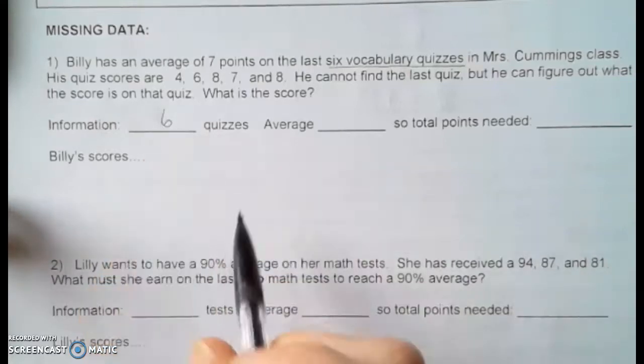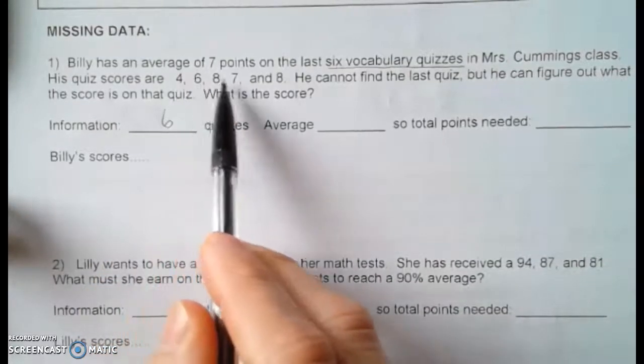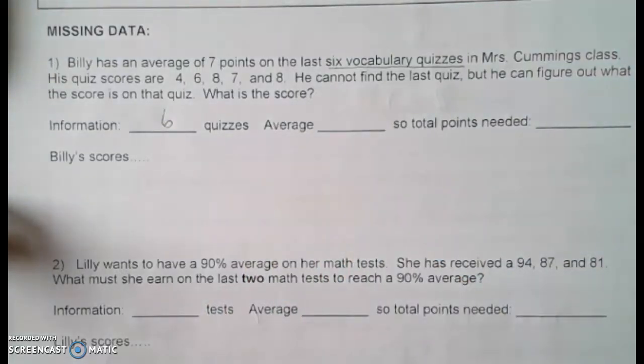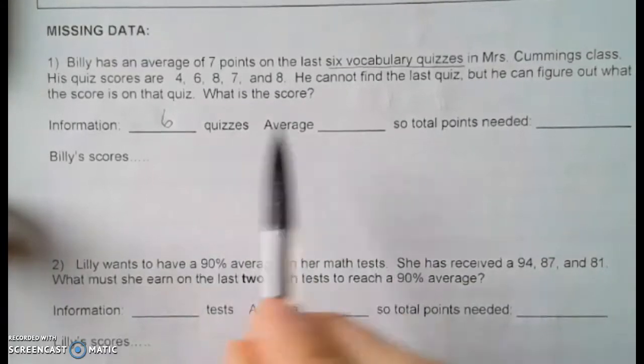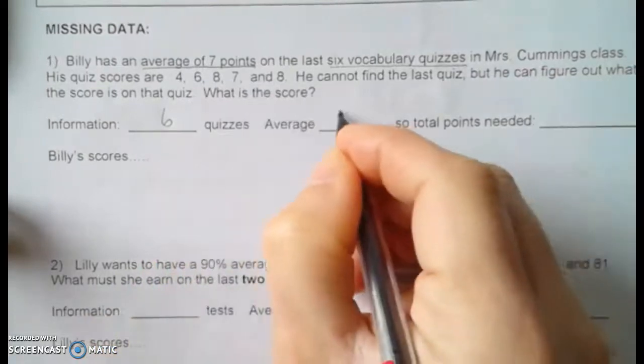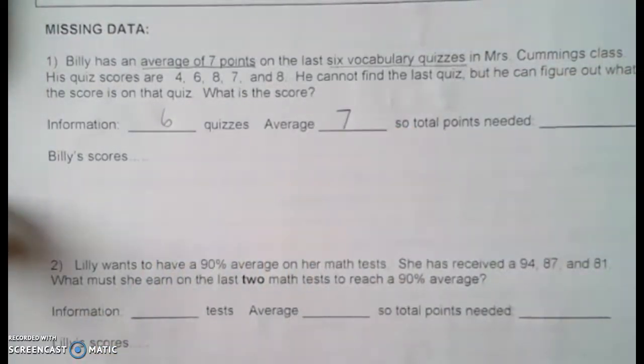Okay, we know the score of 5 of them: 1, 2, 3, 4, 5. He can't find the last quiz. That's what we're going to figure out. What was the score on that last quiz? We also know that he has an average of 7 points on those quizzes.